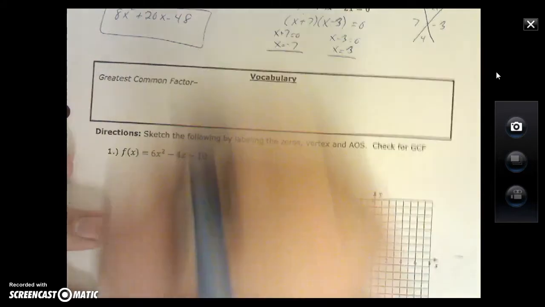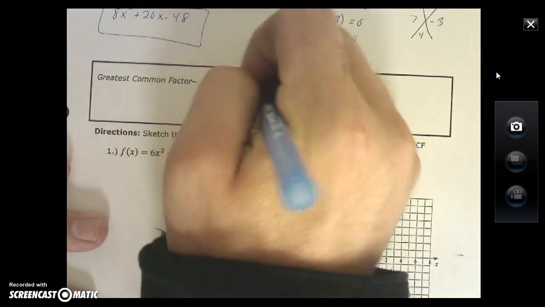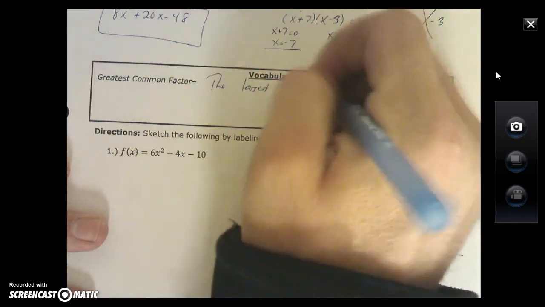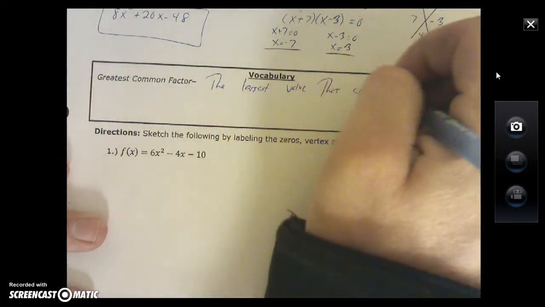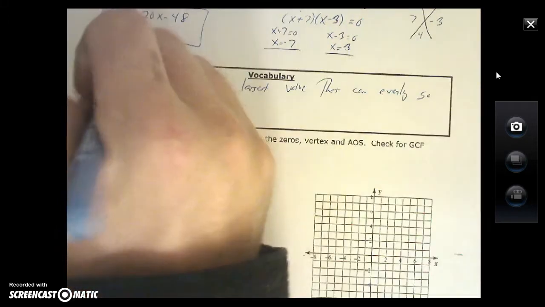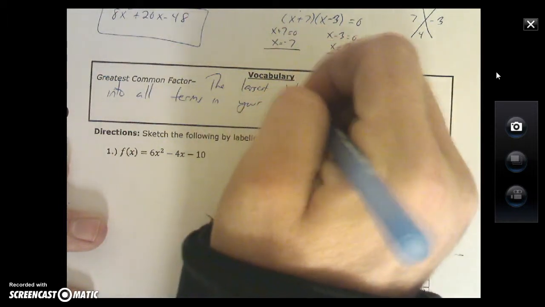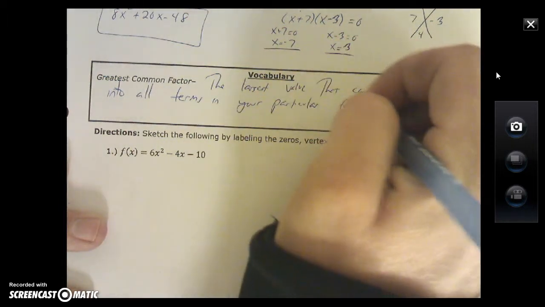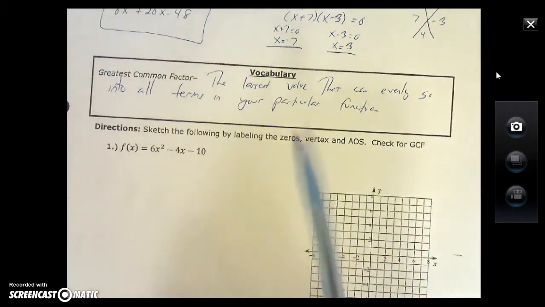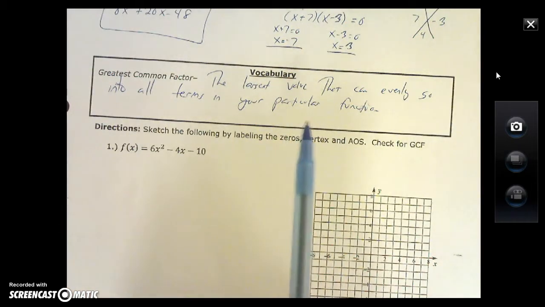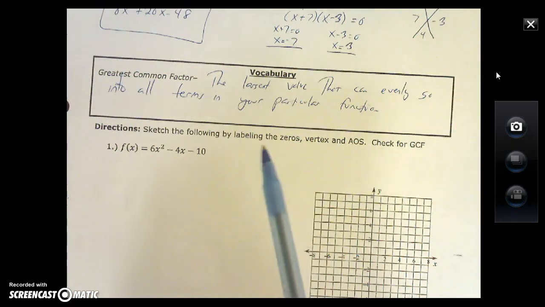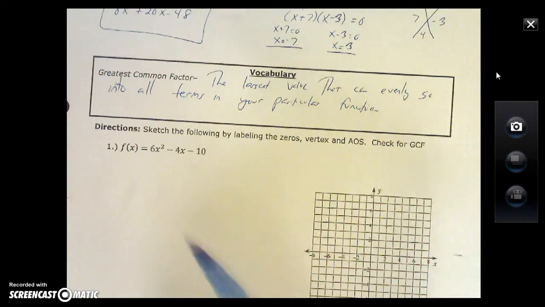Greatest common factor: the largest value that can evenly go into all terms in your particular function. Now you can have a greatest common factor that's a number. You can have a greatest common factor that's a variable. So you can look for the number or the variable that goes into all of the terms in your particular function or your equation.